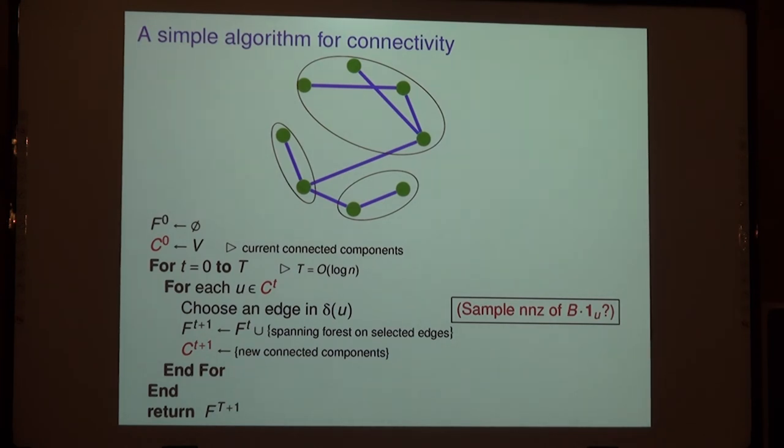Good. Could you repeat the arguments about sample n and z? Good. So here, if you look at this algorithm, the main procedure is that I have a connected component, and I want to select an edge that crosses the cut. Now, I want to design a linear sketching algorithm that does the same thing. And before, I told you that we will crucially use the edge incidence matrix of the graph. So now I have a connected component U, and I want to select one edge that connects this connected component to the outside.